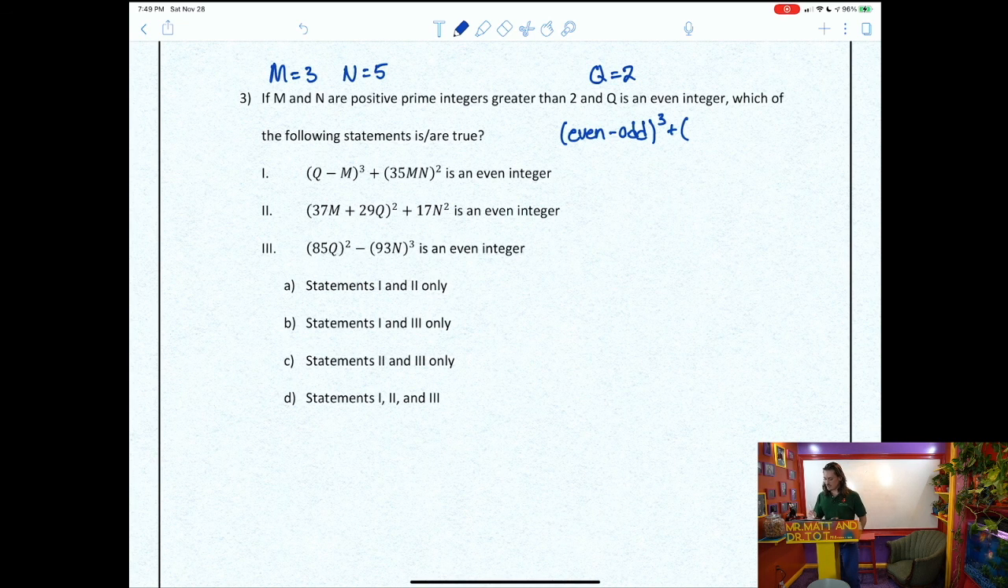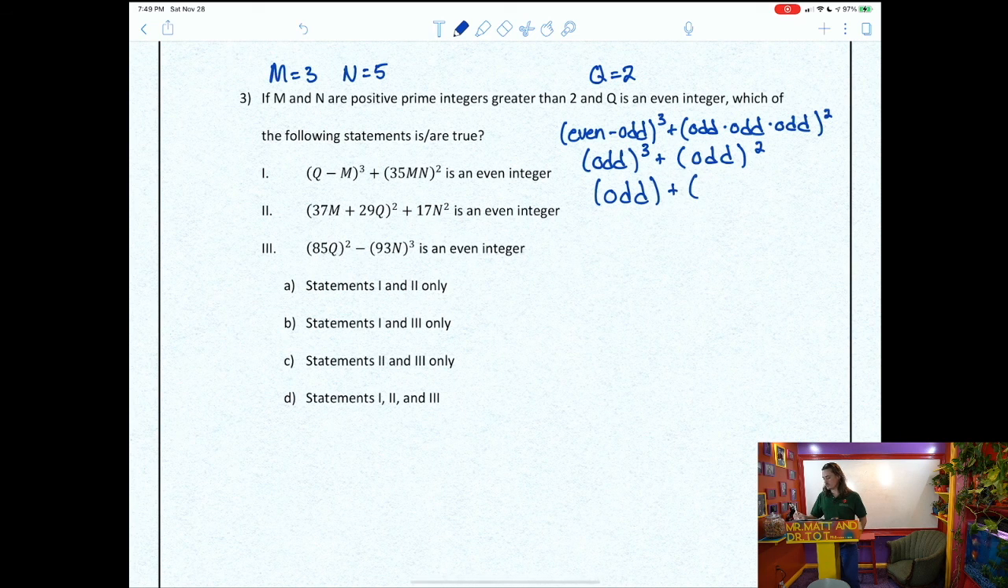But going back here, we'd have 35, which is odd, times m, which is odd, times n, which is also odd, quantity squared. An even minus an odd is going to be odd, so we're going to have an odd cubed, plus an odd times an odd times an odd, that's all going to remain odd, and that's squared. No matter how many times you multiply an odd times itself, it's still going to be odd. So this is going to be an odd plus an odd. An odd plus an odd, however, will turn even. So statement 1 is true.